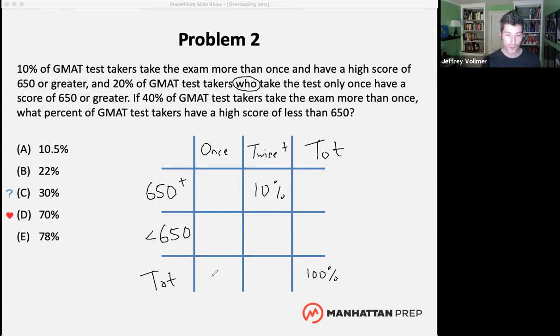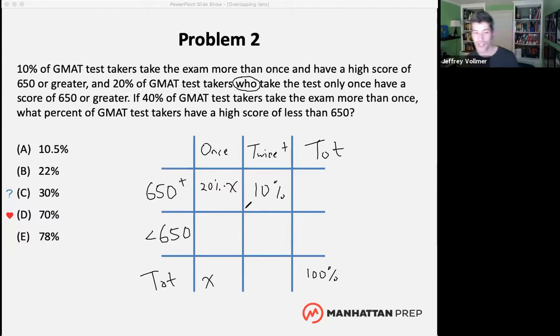I'm not sure what this is. Let me just go ahead and call it X. But 20% of this value have a score of 650 or greater. So it's not 20% of the total, it's 20% of X.